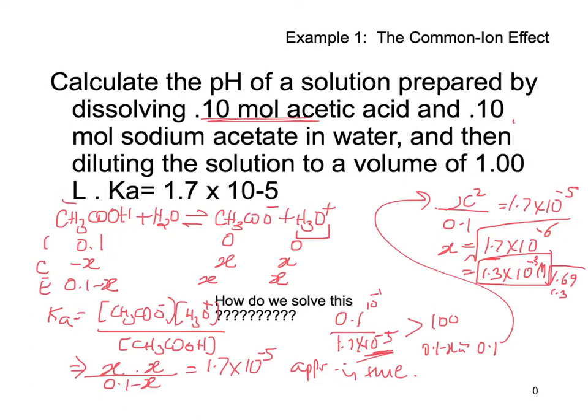And what was X? X, by the way, was the hydronium ion. So if I take the negative log of this number, I should get my pH. So let's do that. Negative log of 1.3 times 10 to the negative 3 comes out to be 2.88. That is your pH.